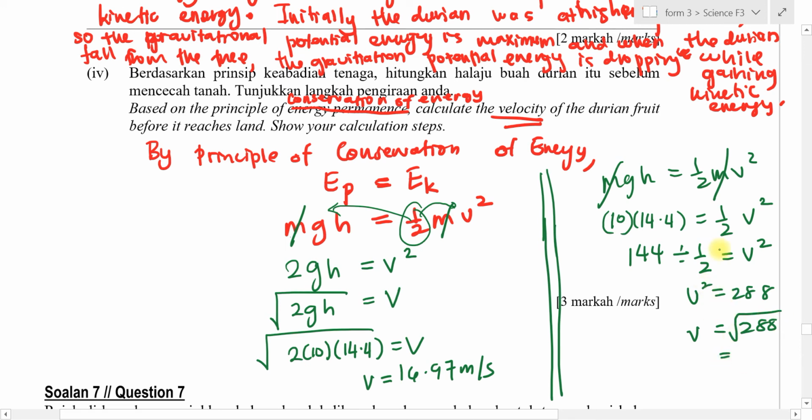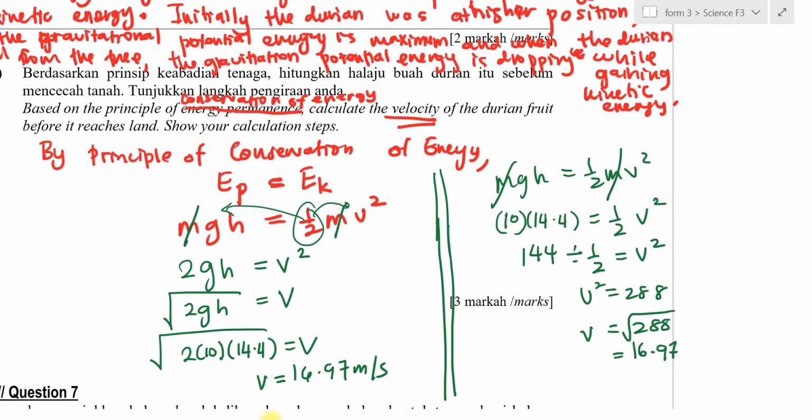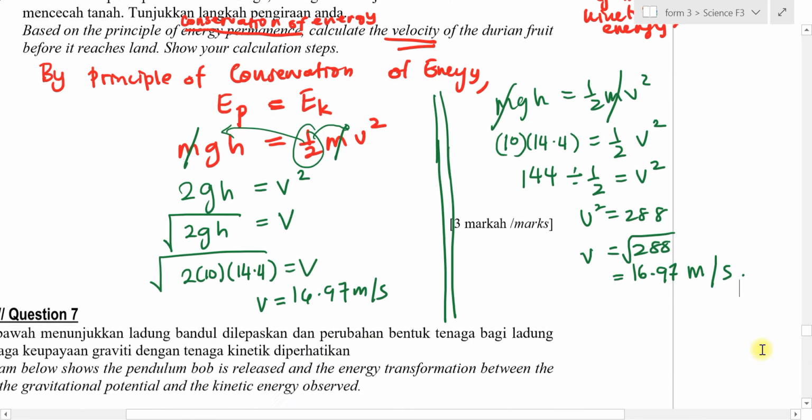Dapat jawapan yang sama juga. Okay, you nak ganti dulu baru you move sampai you dapat V, ataupun you nak move sampai dapat V lepas tu baru you ganti pun boleh juga. Dua-dua tak ada masalah. Jawapan dia sama saja, tapi make sure you put the unit correctly. Velocity is meter per second or ms negative 1.